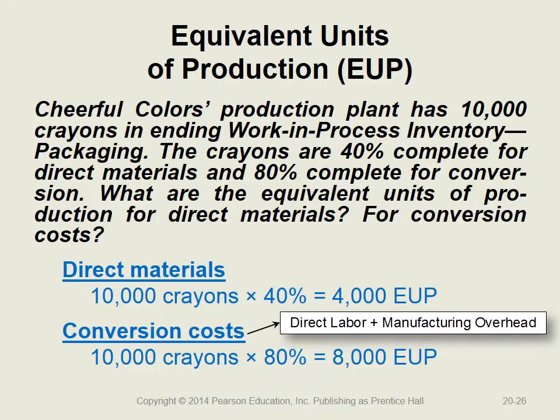If conversion costs are incurred evenly throughout the process, which is usually true for conversion costs, then the cost of getting 10,000 crayons 80% through the process has the equivalent cost of getting 8,000 crayons completely through the process. Note that the equivalent units of production can be different for direct materials and conversion costs, and therefore must be calculated separately.